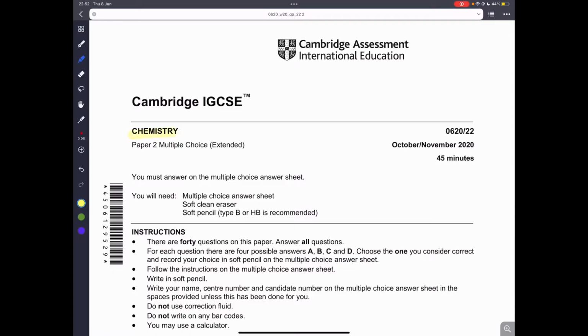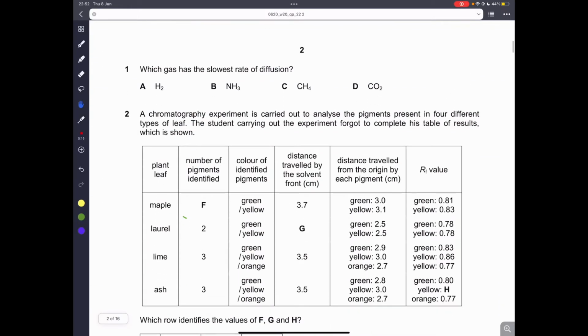Paper 2, multiple choice. This is the October-November 2020. We have 45 minutes, so let's go. Question number 1. Which gas has the slowest rate of diffusion?